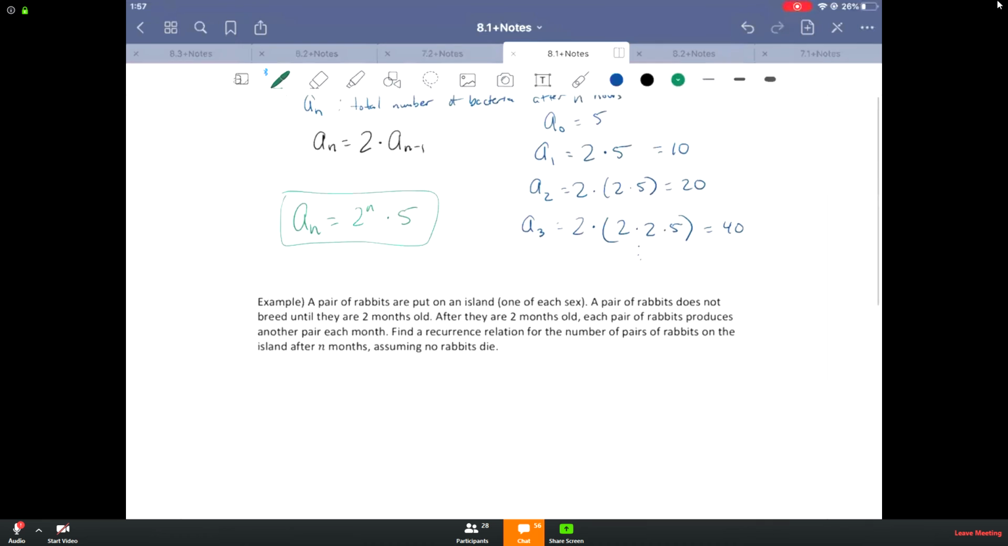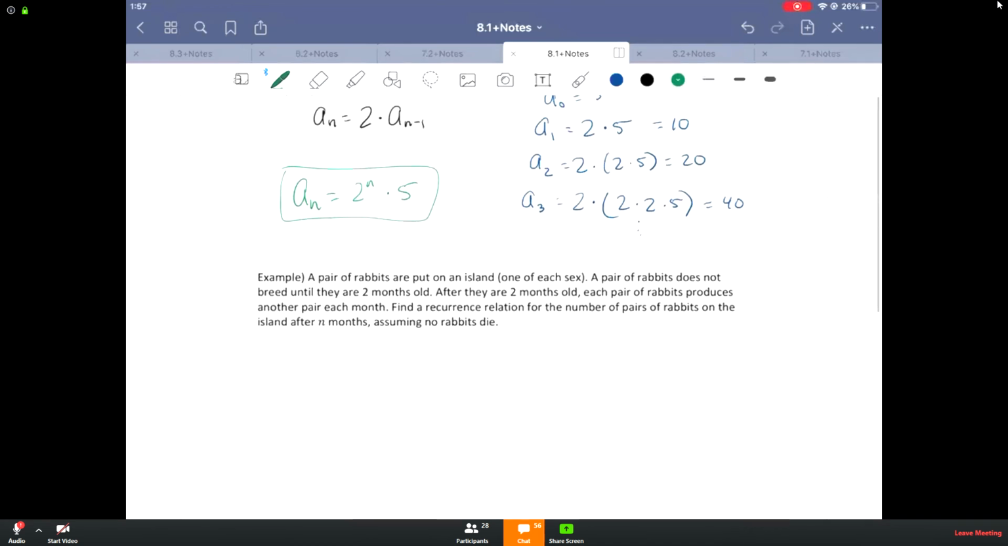Okay. So I don't know, have you guys ever had rabbits before? They breed like crazy, right? So let's just assume in this one that no rabbits are going to die, just so we can see what that is going to look like. So your book makes a nice table with pictures and everything. I'm just going to make a regular table.